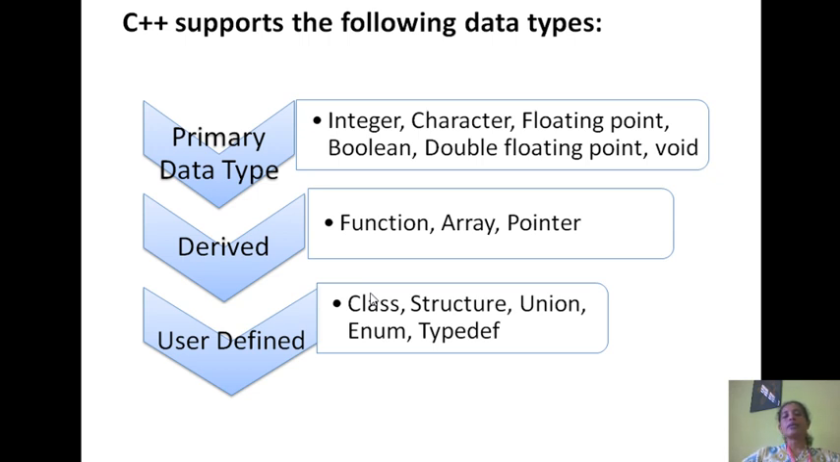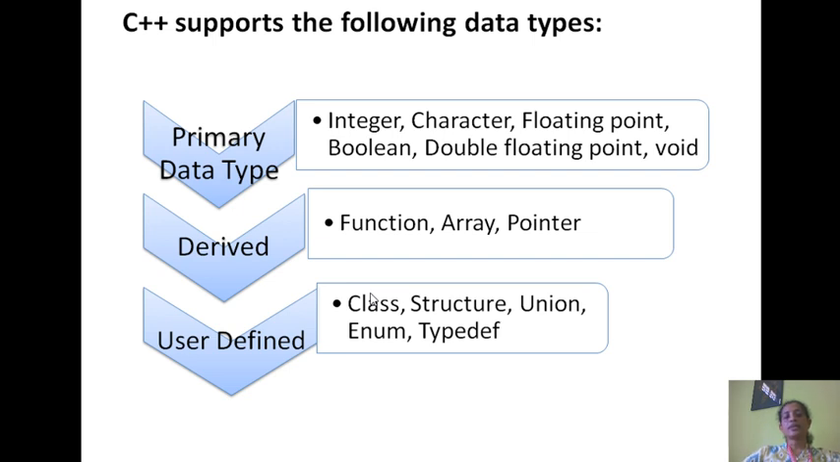The second category of data types in the C++ language is derived. From this category we can say these data types are based on any other data type. So function, array, pointer, these are the derived data types.